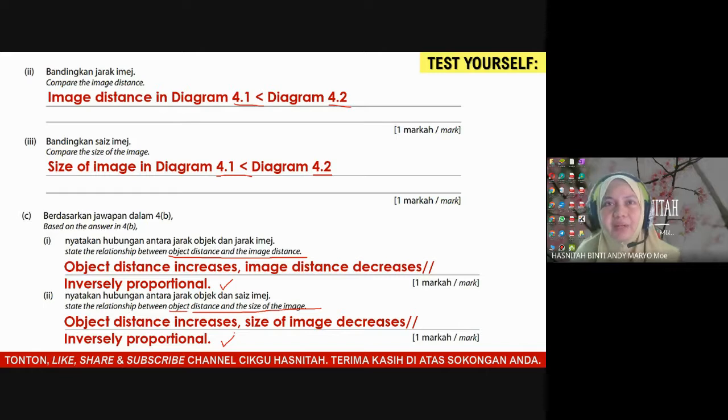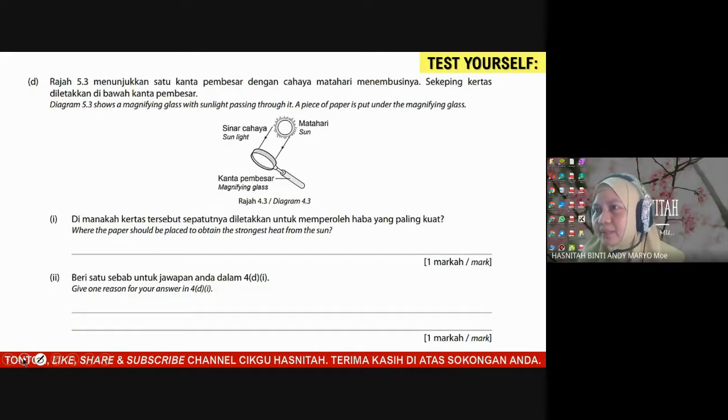Very simple, right? Do you have any question to ask so far? Any question to ask so far, students? No? Okay, let us go to the application question.